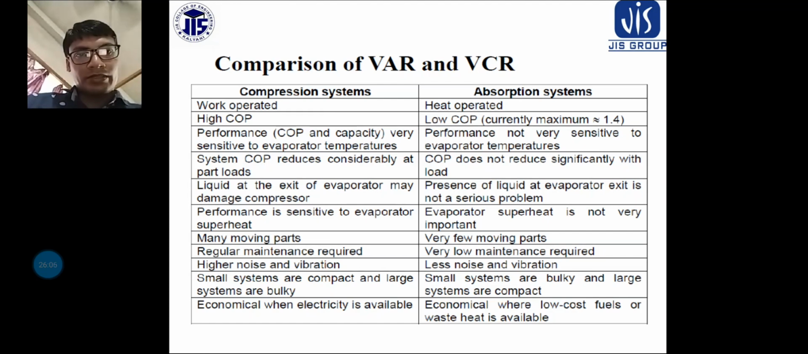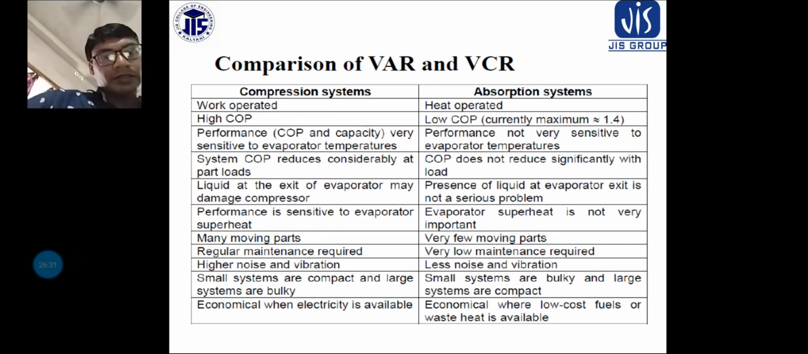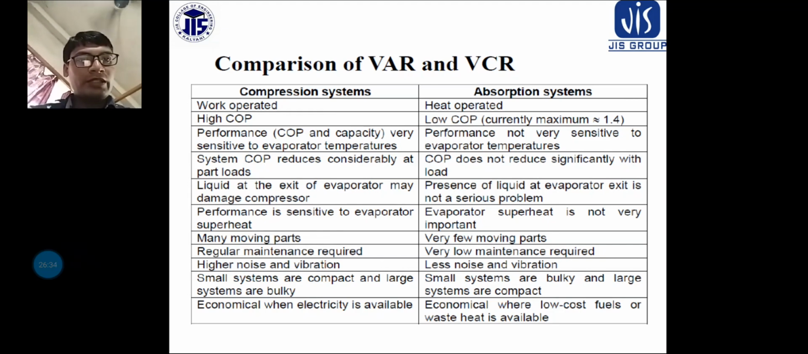Regular maintenance is required, because the moving parts are comparatively more than in the absorption system, so regular maintenance is required to reduce mechanical faults. Next, very low maintenance is required here. Obviously there should not be any frequent maintenance because moving parts are fewer. And higher noise and vibration will be seen here because we are using a compressor.